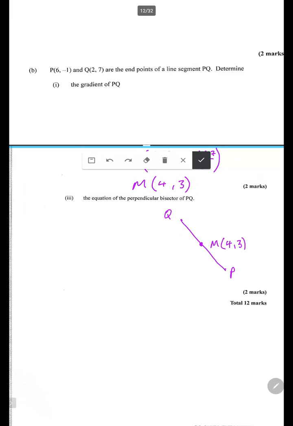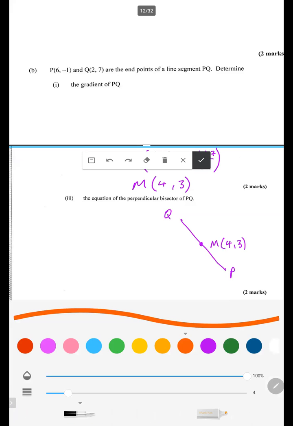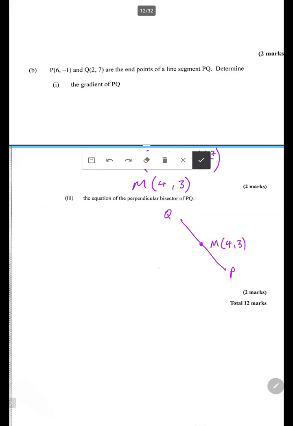And the line that we're really trying to find, let's use a different color for that line. Let's use red. The line that we're trying to find, which is called the perpendicular bisector, is this line. To find the equation of this perpendicular bisector, we need to know two things about it. To find the equation of any line, we need the gradient, and we also need a point. We have a point already, it passes through the point M.